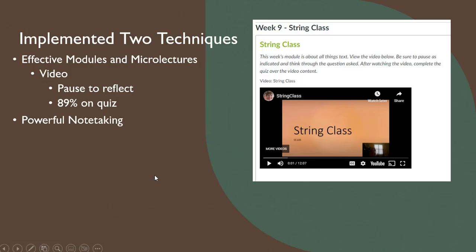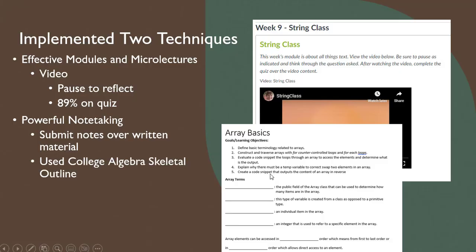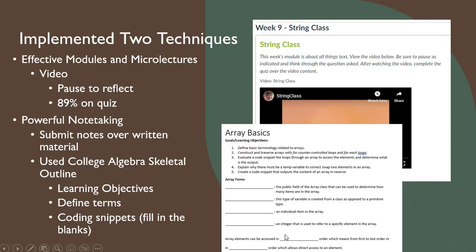89%. I also implemented the powerful note-taking technique on arrays, and I liked the model that was provided for the college algebra skeletal outline, and I used that as a model for my note-taking. I covered the learning objectives. As you can see, I had them define terms, and I also had them put in some coding snippets, fill in the blank type of questions.